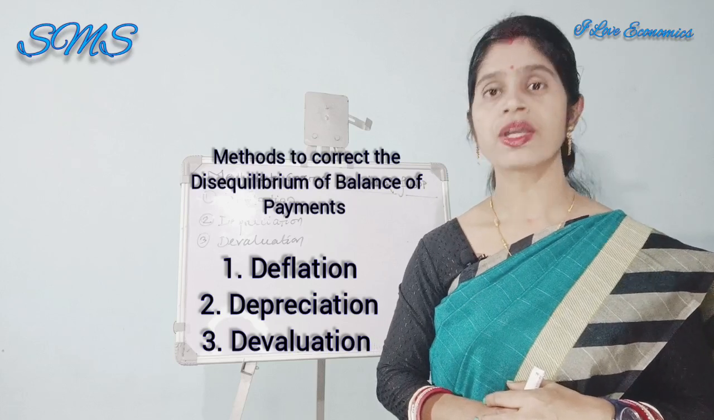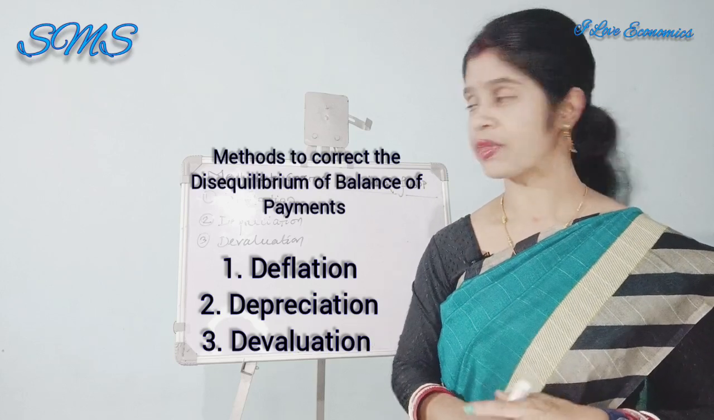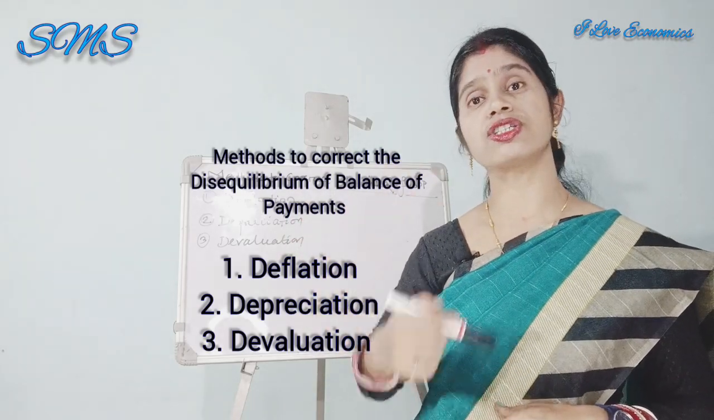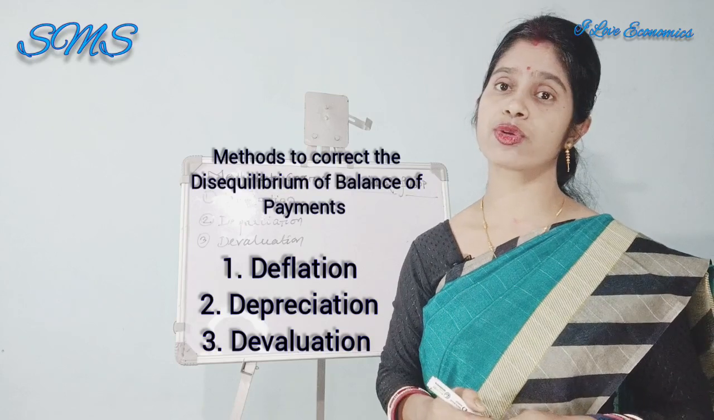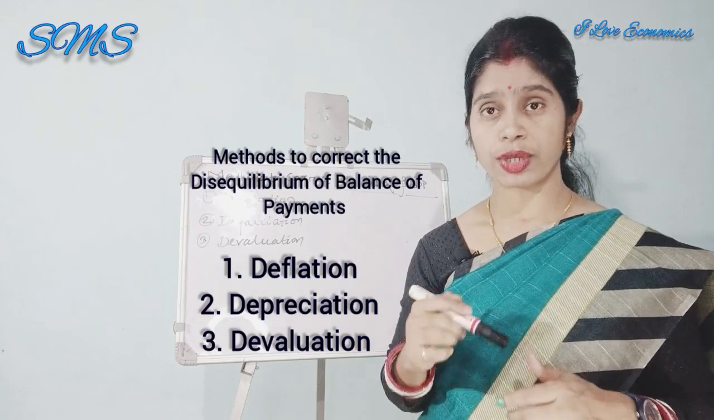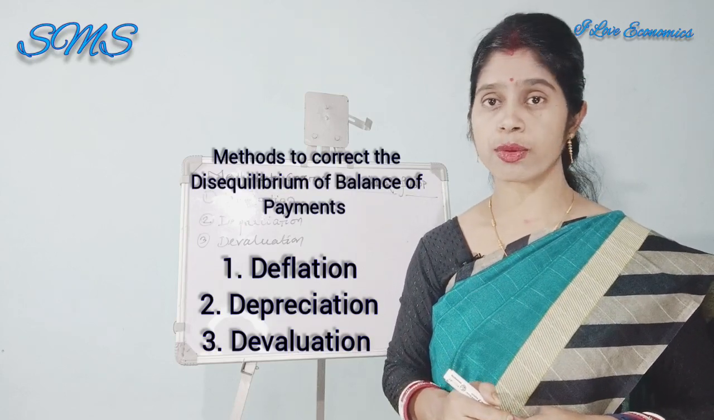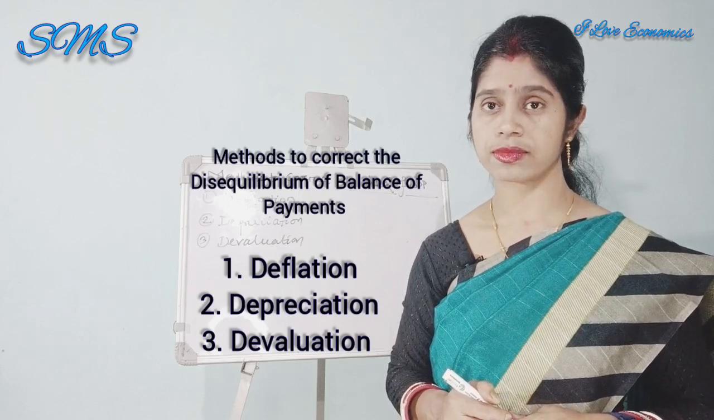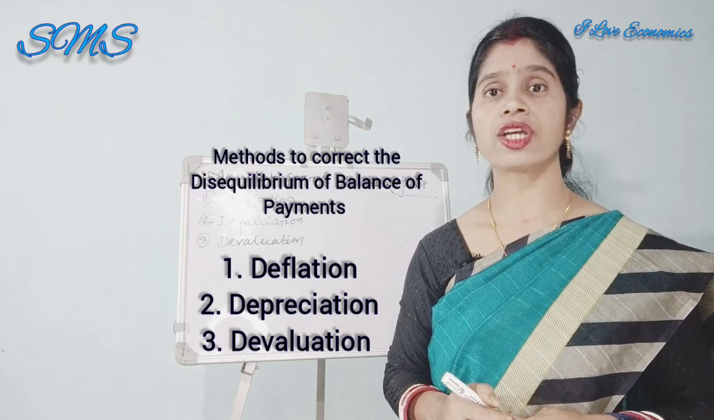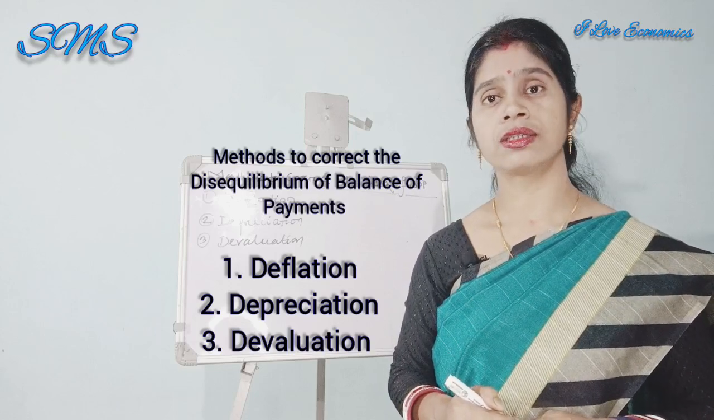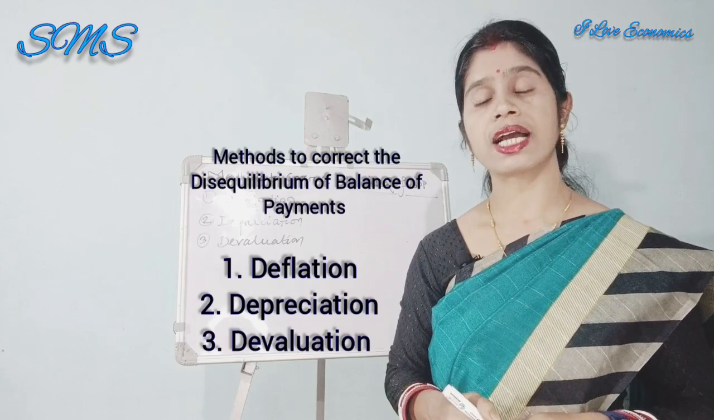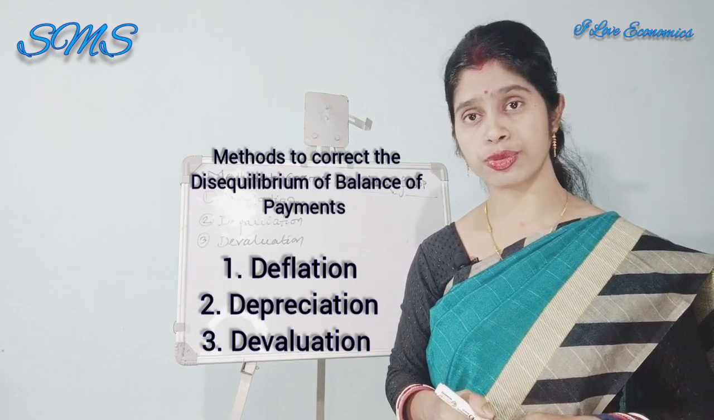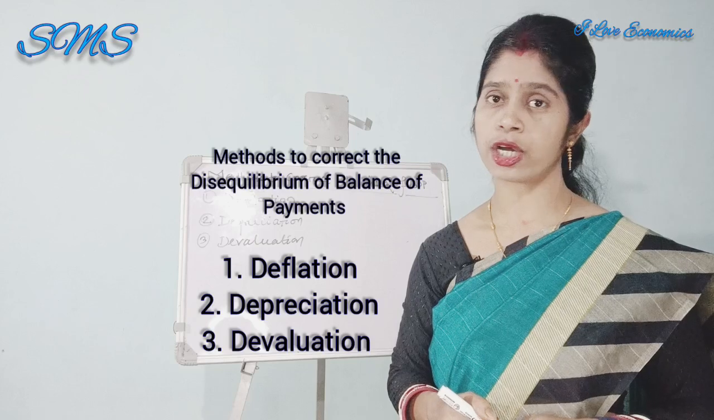So let's start. First method is deflation. Deflation is the classical medicine. Deflation is the classical method to correct the disequilibrium of balance of payment. Deflation means reducing the quantity of money in order to reduce the price level and money income of the people. That's why the central bank increases the bank rate, increases the CRR, cash reserve ratio, and sells the securities in the open market in order to reduce the quantity of money in the economy.